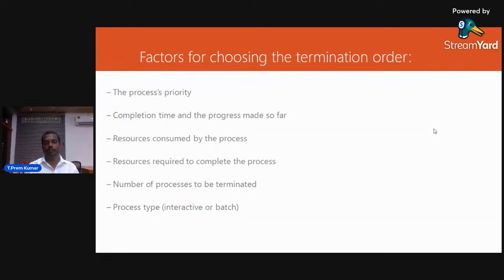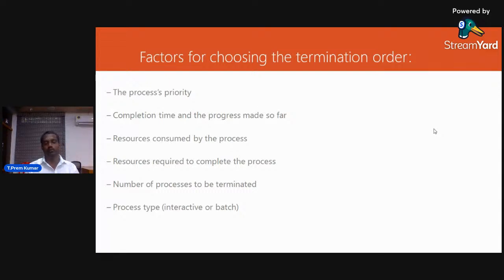The factors for choosing the termination order. In what way can we terminate the processes? Either we can abort all the processes or abort one process at a time. Anyhow, these are the factors we can use for the termination order. The process priority: based on the priority, we can decide the order of terminating processes. Otherwise, the completion time and the progress made so far. What is the completion time required and how far it has worked.